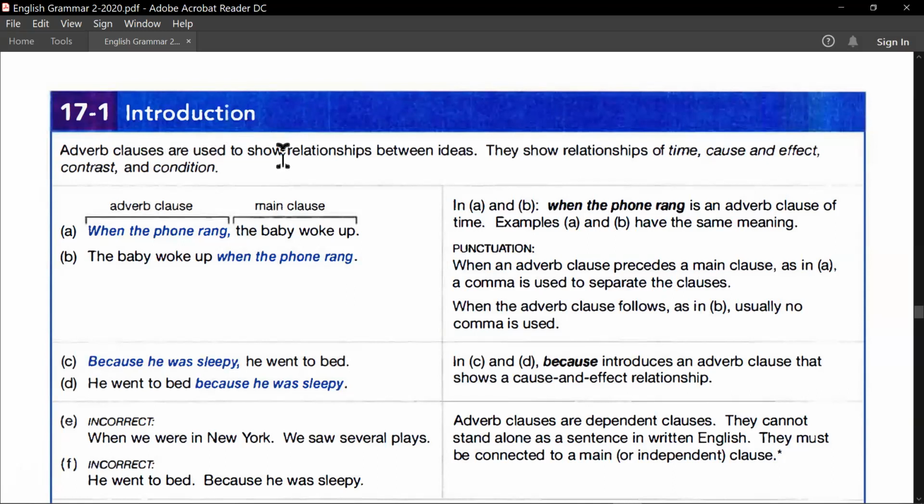Adverb clauses are used to show relationships between ideas. In a complex sentence, we have two or more ideas. To show the different types of relationships between these ideas, we use adverb clauses. They show relationships of time, cause and effect, contrast and condition. So the relationship between ideas in a complex sentence is either a time relationship, a cause and effect relationship, a contrast relationship, or a condition relationship.